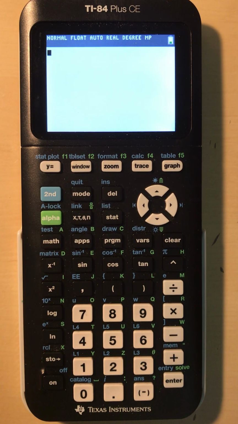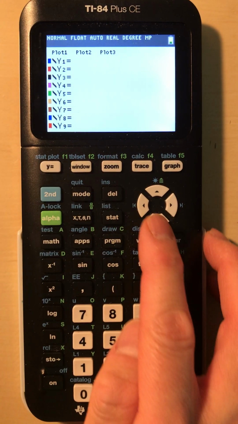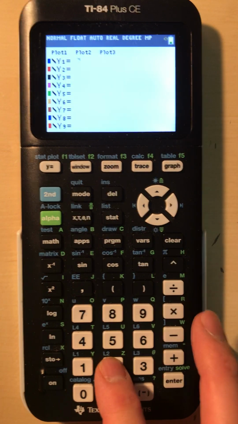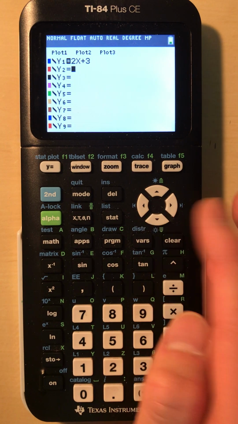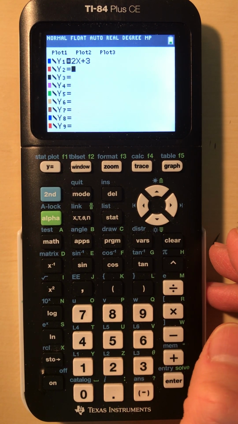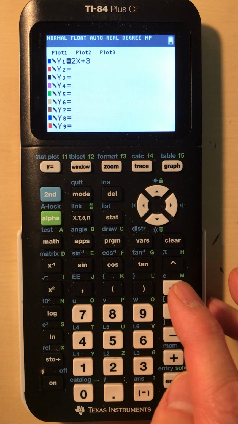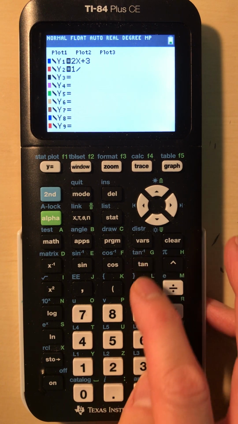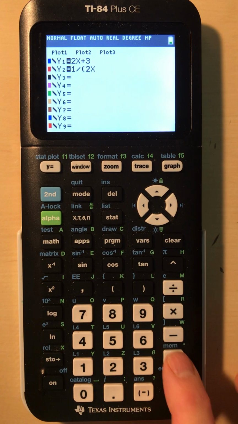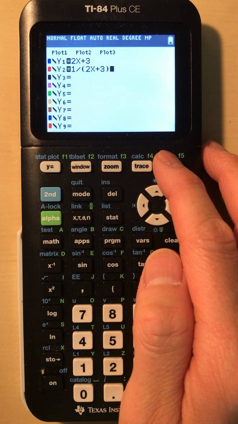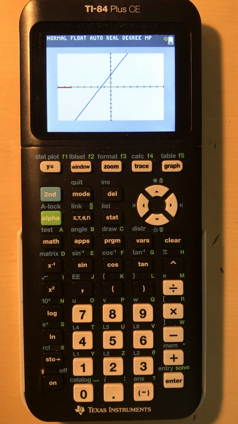Okay, we're going to look at type 1 denominator is a straight line graph. So let's start off with f(x) = 2x + 3. And then the reciprocal function is y = 1 divided by (2x + 3). Okay, so we graph that.